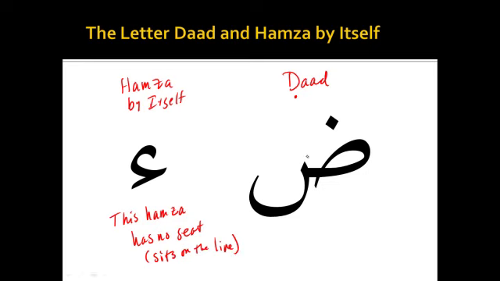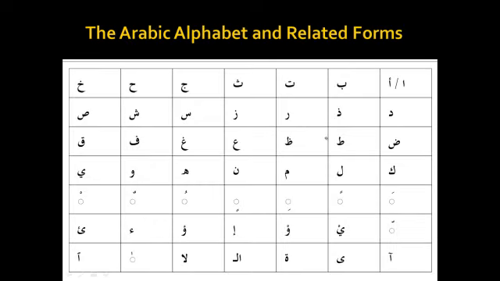Let's look at where we're at in the alphabet now. So we're all the way over here at Daad. Again, we move from right to left. And we have the Hamza by itself. And there we have it.